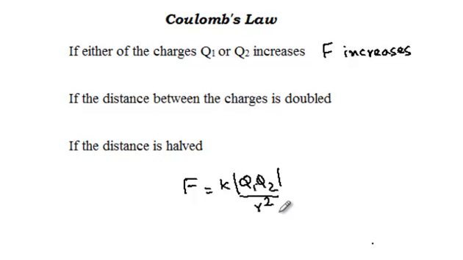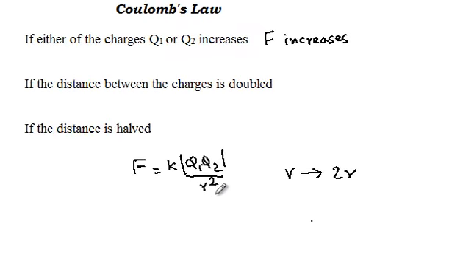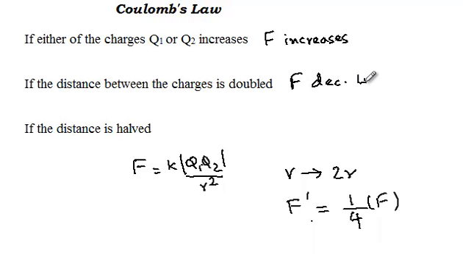If the distance between the charges is doubled, which means if R is made 2R, and you can see that it is squared and it is in the denominator, so the new force F dash, let's call it F dash, is going to be 1 by 4 times the earlier force. So the force is going to decrease 4 times.